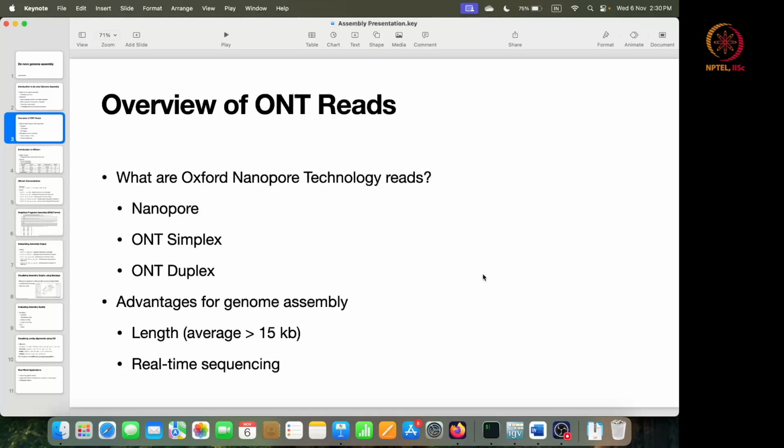ONT simplex reads are observed when one of the two strands of DNA pass through the nanopore, and ONT duplex reads are obtained when first one of the strands passes through the nanopore and then the reverse strand passes through the nanopore.